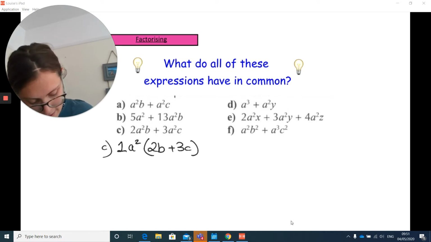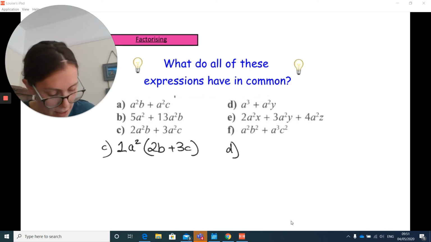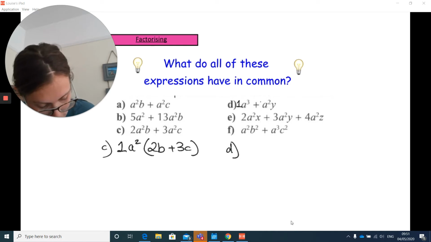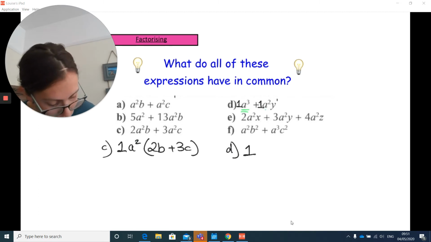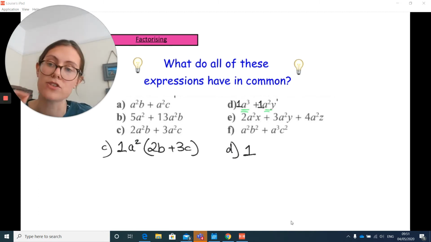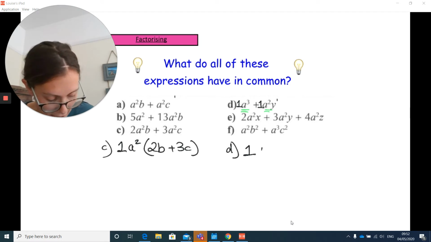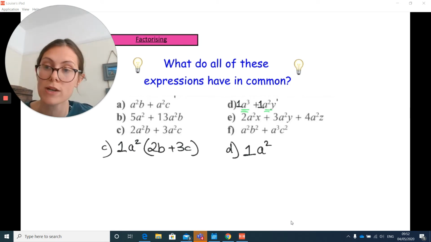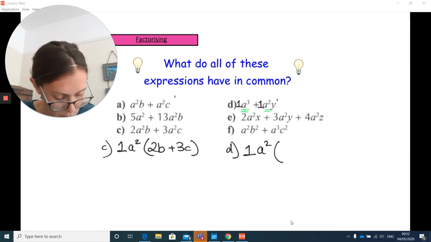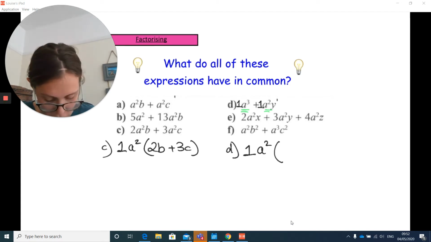Right, let's have a look at D. So in D, if I put my number 1 at the front, here and here, and a power of 1, I'm going to take out a 1. And this time I've got an A cubed or an A squared. So I take out the smallest power. So I'm going to take out an A squared, the smallest power. And there's not a Y in both, so I can't take out any Y. So I open my bracket, and I should be doing my division now. So I'm doing 1 divided by 1, which is 1.